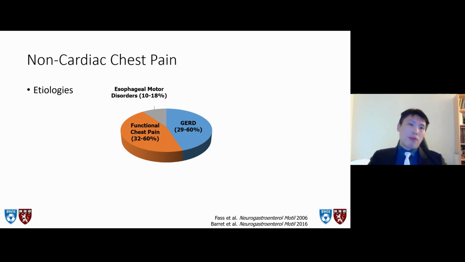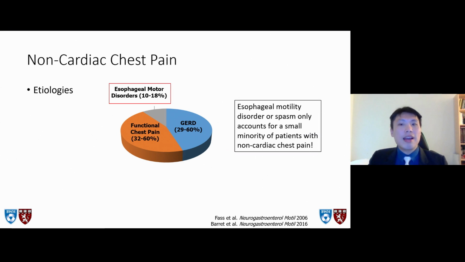The important thing to remember in patients with non-cardiac chest pain is the etiology of it. The most common etiologies are actually GERD or functional chest pain, as seen in epidemiologic studies. And primary esophageal motor disorder is really only accounting for a small minority of patients with non-cardiac chest pain. So we often think about spasm, but it's actually not a common cause of non-cardiac chest pain.